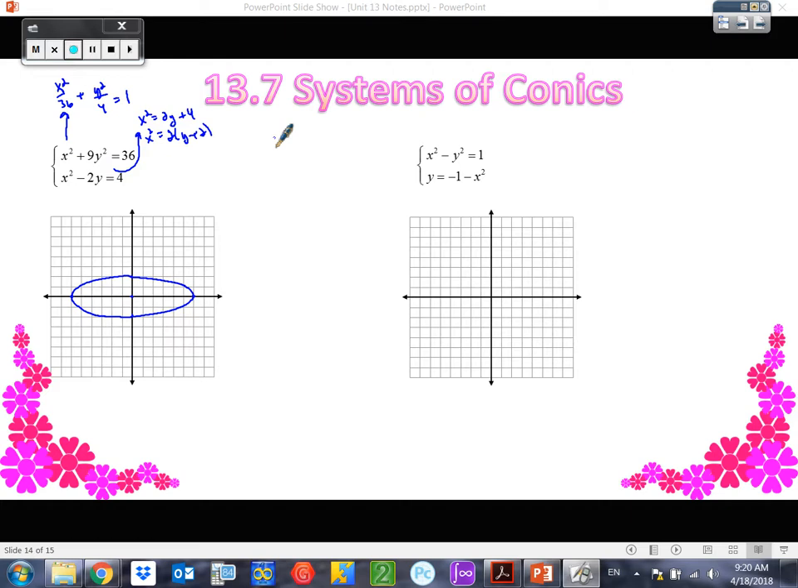Now, some students get a little confused here, and they just kind of leave the 2 there. This does not represent a. A only occurs by the x squared and y squared variables. It doesn't occur over here with the single y and single x variables. So I've got to move that over to actually know what a is. So I'd have y plus 2 equals 1/2 x squared.